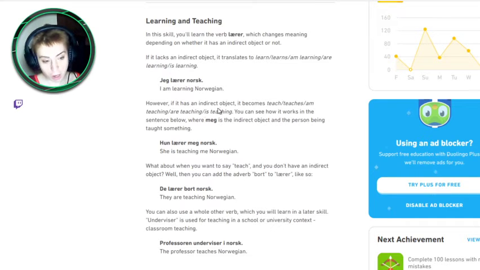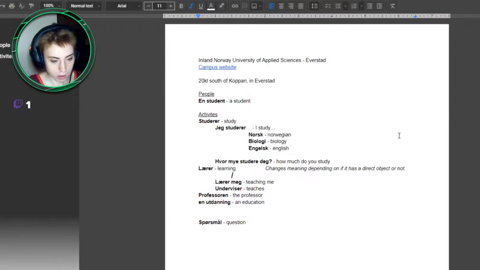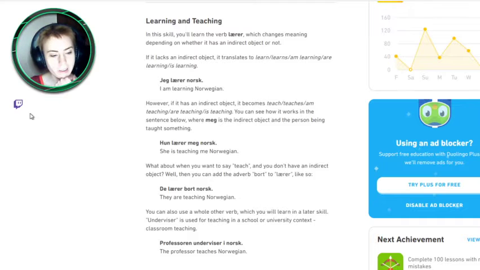If it has an indirect object, it becomes teach. Teaches. Okay. I see. That's what I noticed, because lærer, learning, lærer, me, teaching me. If it has indirect objects, it means to teach or teaching. Okay. Can understand this.